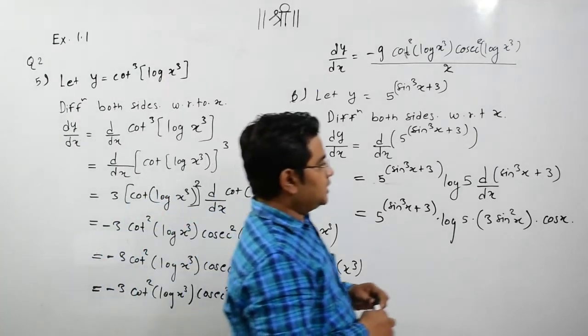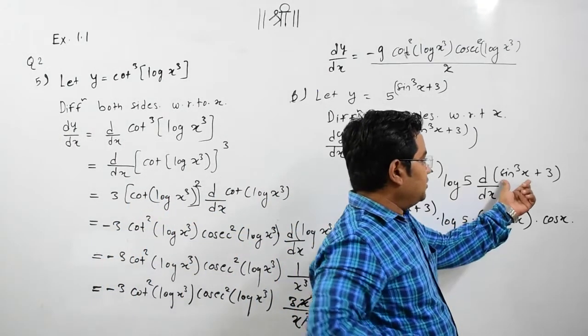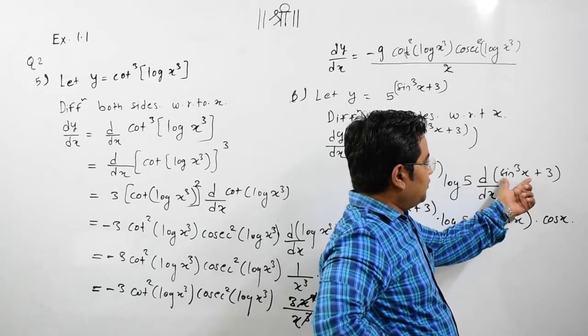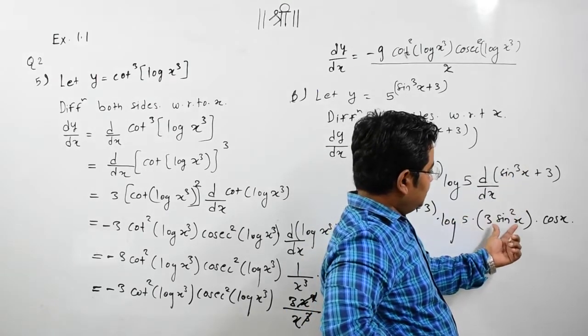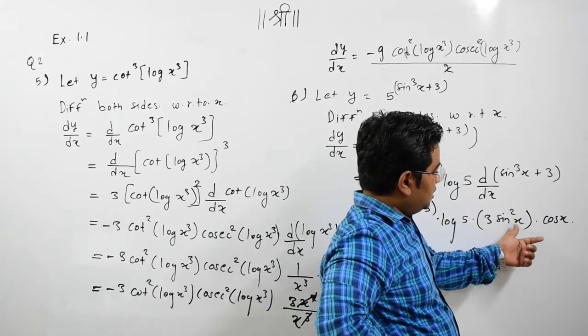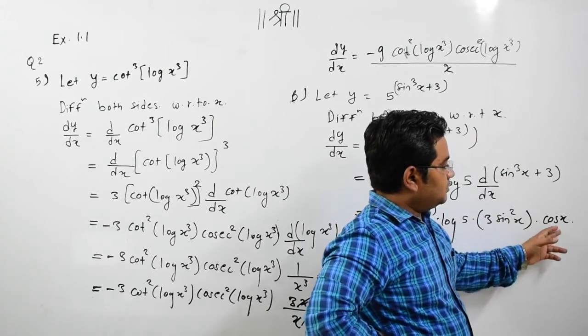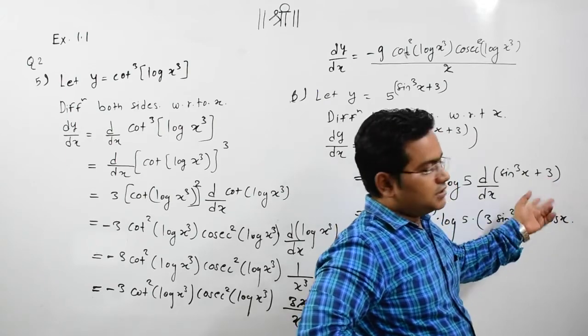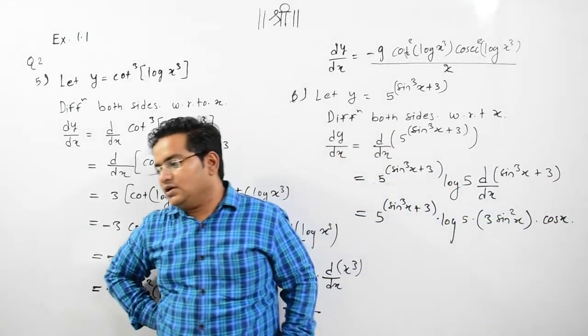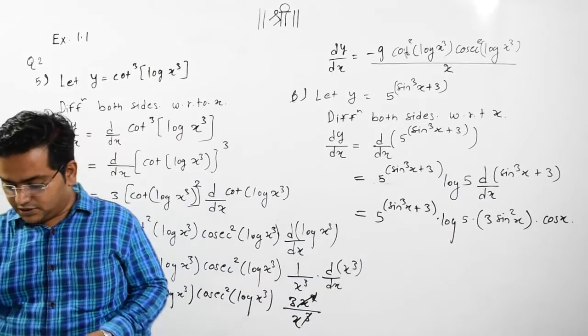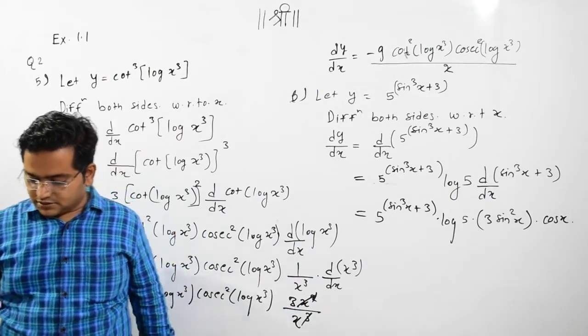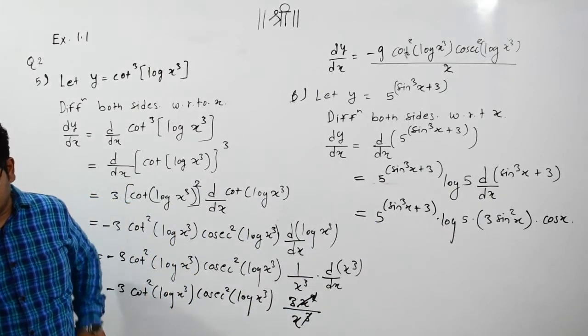So I have done it right like this. What is the derivative of this? The derivative of sine cube x is 3 sine square x, and again the derivative of sin x will be cos x. The derivative of 3 is 0. So I am directly putting the chain rule within the brackets. Let's see whether our answer is correct or not. Yes, of course it is correct.